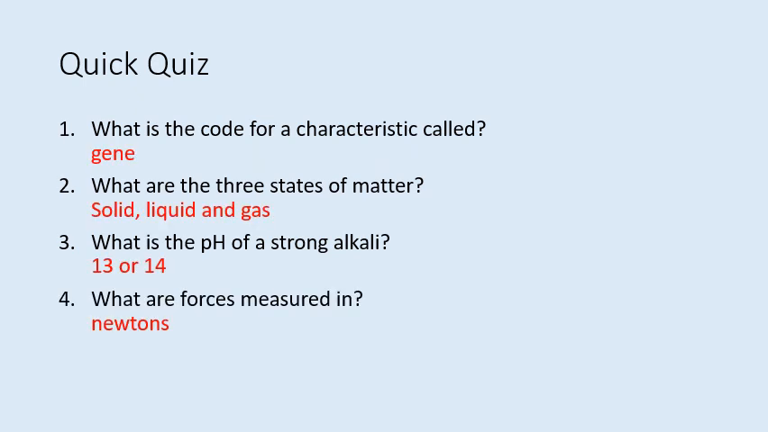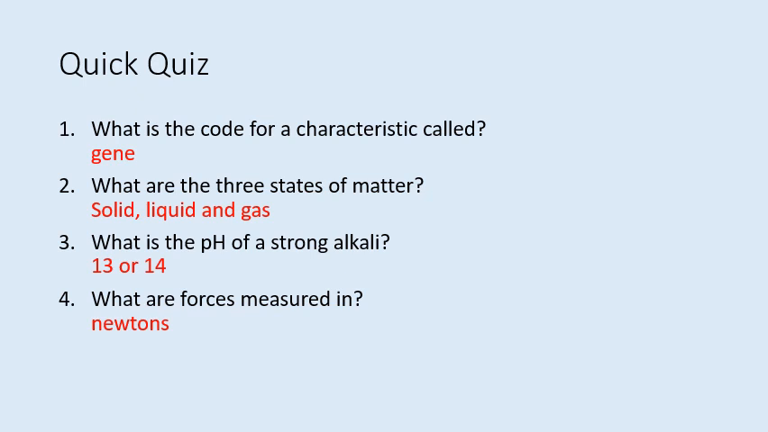Okay, so the answer to question 1 is a gene. A few of you got that wrong in the quiz that we did, so hopefully you are aware that genes code for characteristics and they're found in the nuclei of a cell. 3 states of matter: solid, liquid and gas. pH of a strong alkali would be 13 or 14.